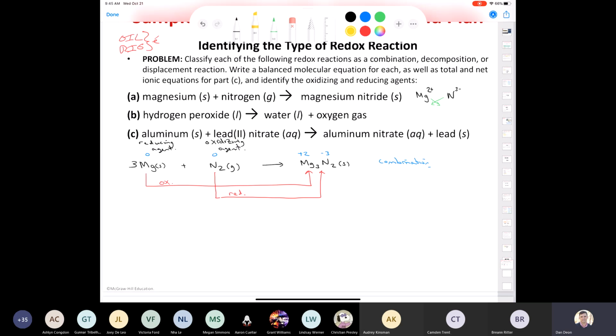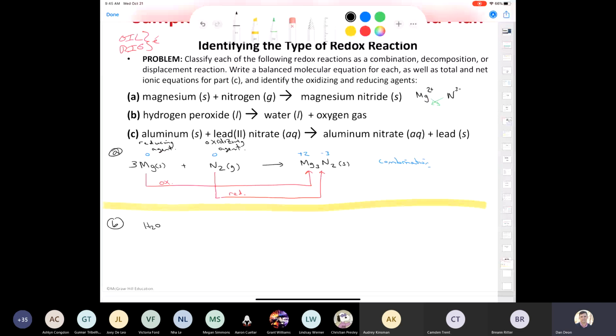Okay, let's try the next one. It deals with hydrogen peroxide. So let me just create some space here. So we have hydrogen peroxide. This was A. This is B. We have hydrogen peroxide, which is a liquid, and it is being converted into water and oxygen gas.